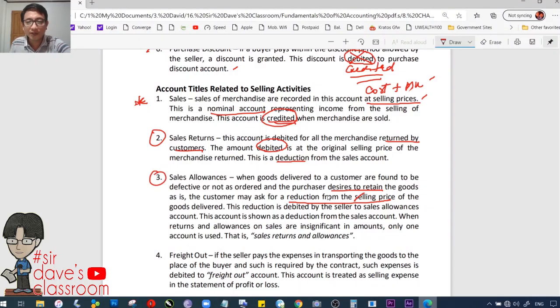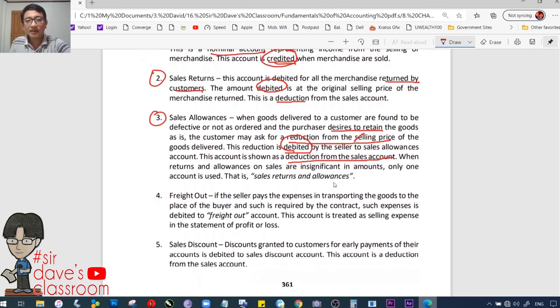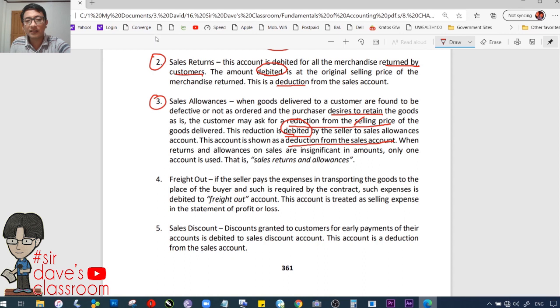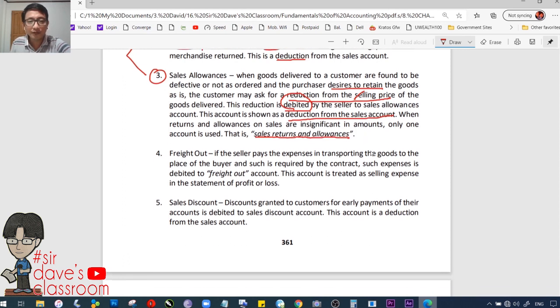And tulad sa number 2, it has a normal debit balance. It is a deduction also from the number 1, yung sales account title. Okay? If and when number 2 and number 3 are insignificant in amount, pwede na daw natin pagsamahin yung dalawa under the account title sales returns and allowances. Okay? Number 4, freight out.